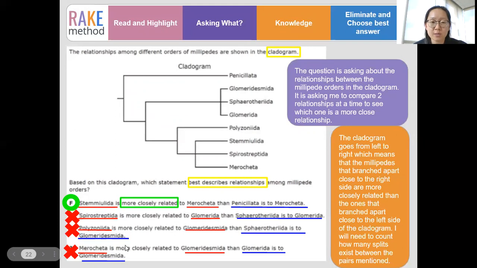This fourth answer choice is Mariquita compared to Glomerodesmida up here. And then Glomerida compared to Glomerodesmida. Again, Glomerida and Glomerodesmida are in the same branching event versus Mariquita is 1, 2, 3, 4 away. So again, F is the correct answer because the other three choices are exactly wrong.